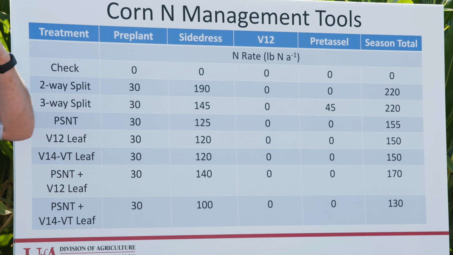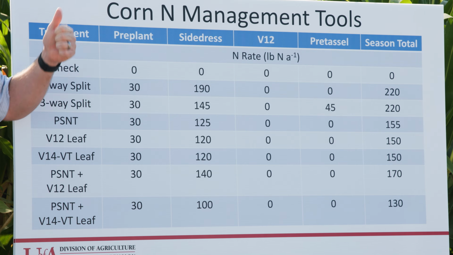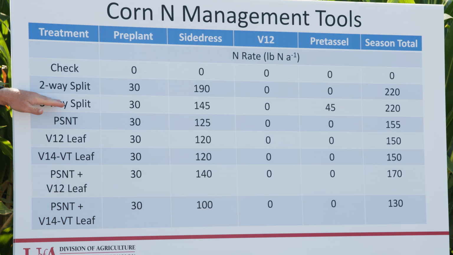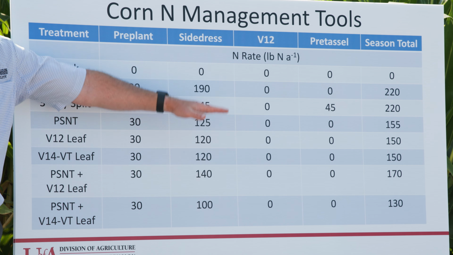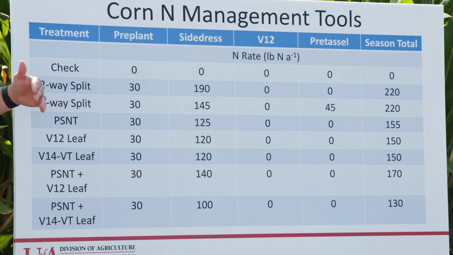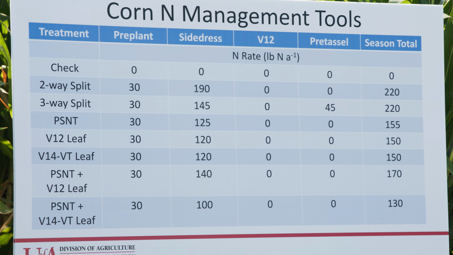So if you think about this field, we would recommend 220 units of nitrogen per acre in either a 2-way or a 3-way split. And what we're doing here is looking to see what these tools are telling us is actually needed for this specific field location. The biggest thing that should jump out to you is that all of our tools predicted significantly lower season total nitrogen rates than what just our standard approach would be.